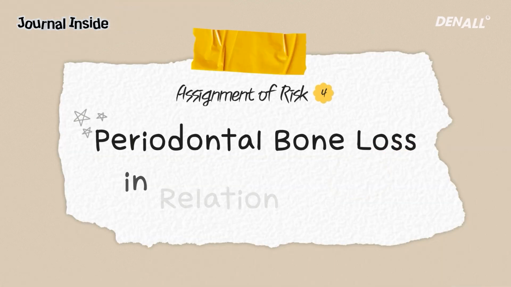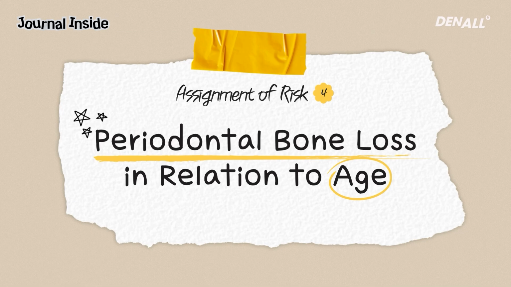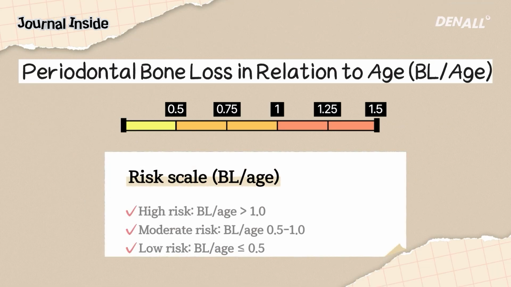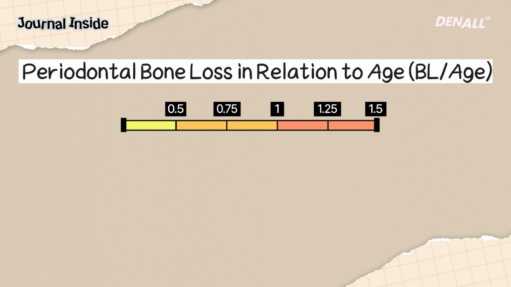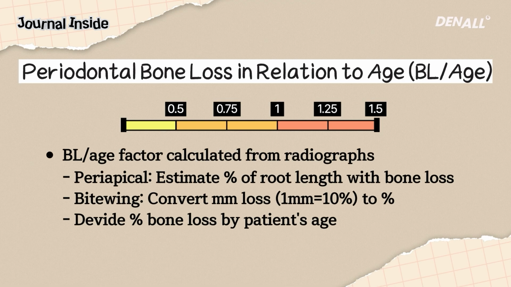The fourth factor is the degree of alveolar bone loss in relation to the patient's age. The estimate of alveolar bone loss is determined based on the site showing the most severe bone loss caused by periodontitis. With bite-wing radiographs, the degree of bone loss is calculated as a percentage, based on the site with the greatest loss. Therefore, it is acceptable to consider 1 millimeter of bone loss as equivalent to 10%.